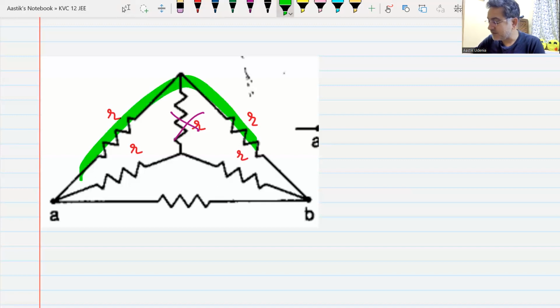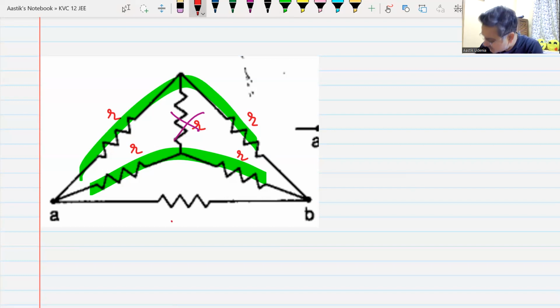This R and R come in series, 2R. This R and R come in series, 2R. 2R and 2R come in parallel, R. Then R and the last R also come in parallel. So no way I can get 4R by 7. The only answer I can get is R by 2. Do we understand this?